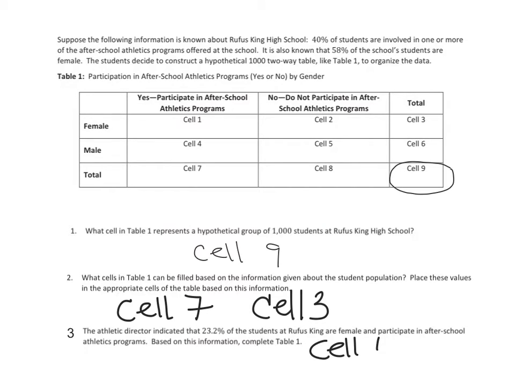Well, you've probably guessed it. What you need to now do is pause it and fill in this hypothetical two-way table. So remember, we know cell 7, 3, and 1. So pause it, see what you get.